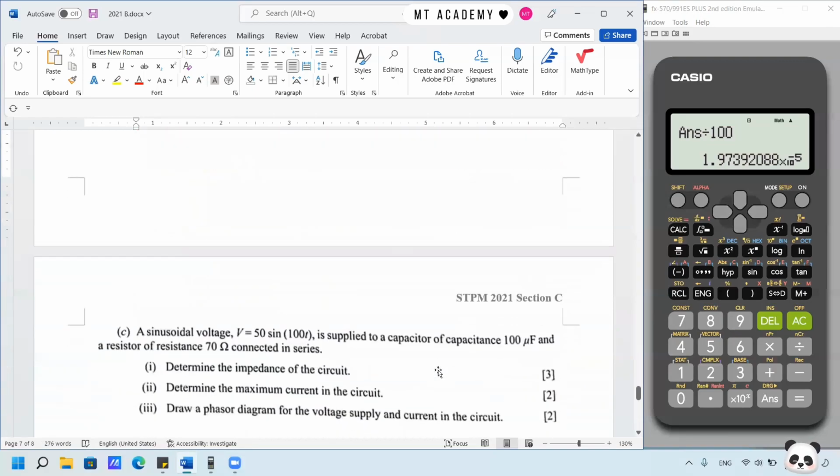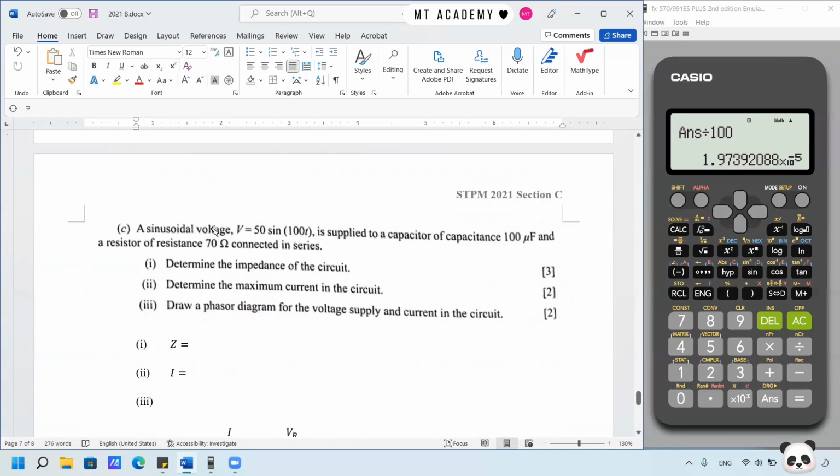So we move on to question C. The sinusoidal voltage is supplied to a capacitor and a resistor connected in series. So this is an RC circuit. Determine the impedance. So simple, we need to find the reactance and the resistance. We have the capacitance, and here is the frequency. This should be the angular frequency, omega t, so no need to find 2 pi f. Omega is 100, so simple, just put in all the values.